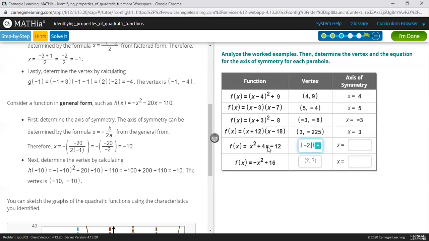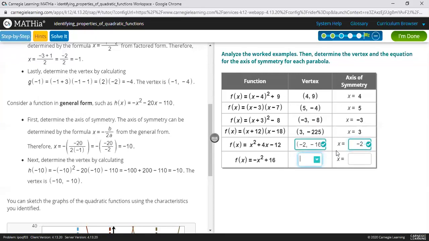And now I'm going to substitute that in for x to find my y value. So if I put -2 in for x squared, I get -2 times -2 is 4. 4 plus 4 times -2, so that's going to be -8. So 4 minus 8 is -4. And then I want to subtract 12 more, which is -16. There we go. And my axis of symmetry, again, is just the first coordinate, that x.